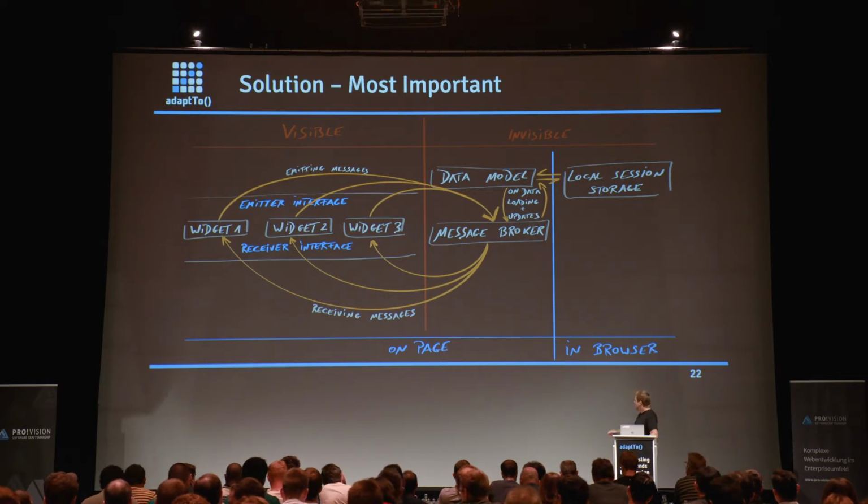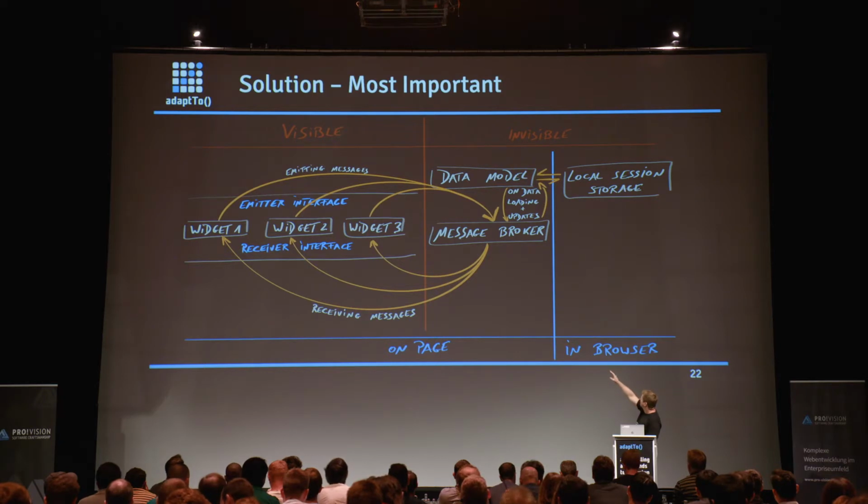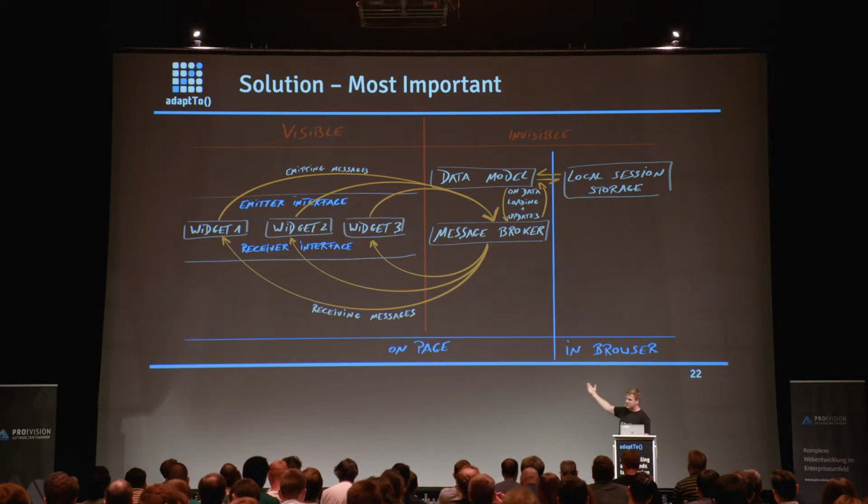And in there you can see we've structured it in a way that we've got on-page and in-browser handling, and we've got visible and invisible content. So on the page, visibly you've got your widgets, and invisibly you've got the message broker and a data model.